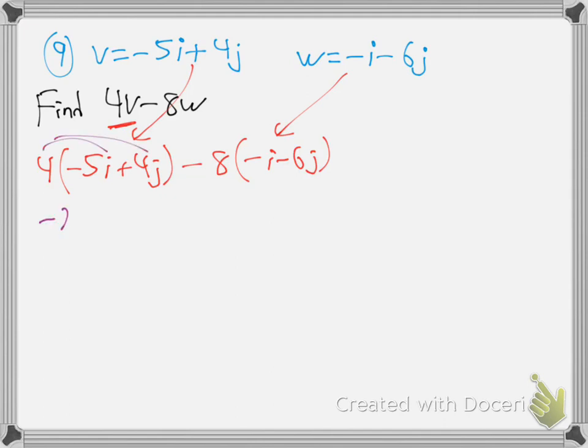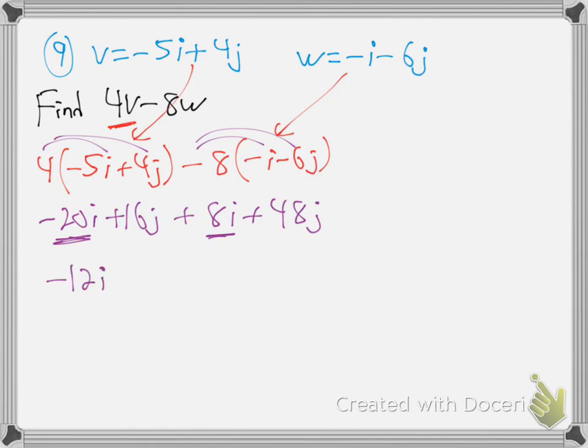Boom, boom. So I'm going to get minus 20i plus 16j. Boom, boom. Plus 8i plus 48j. Negative times negative. Good so far? And then just combine minus 20i and plus 8i. Minus 12i. 16j and 48j. What's that, 64? Positive 64j. And there we go.